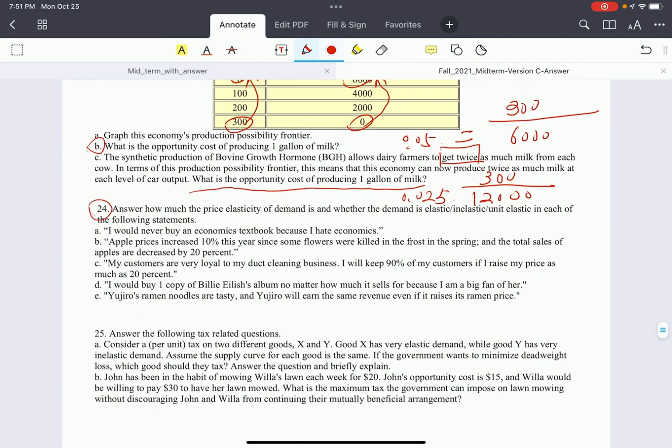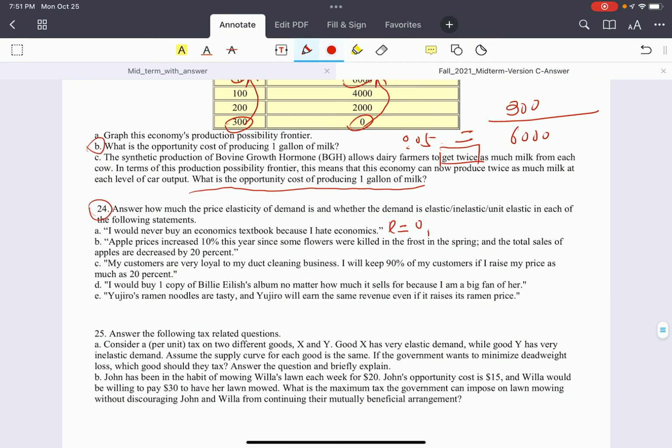Okay, 24. Well, 24 is actually pretty simple. It's really just this modified homework problem. Okay, A says, I would never buy an economics textbook because I hate economics. Well, this one is pretty simple. It says, no matter what is the price of the economics textbook, your quantity demanded is always 0, which means the elasticity is 0, and of course it's inelastic.